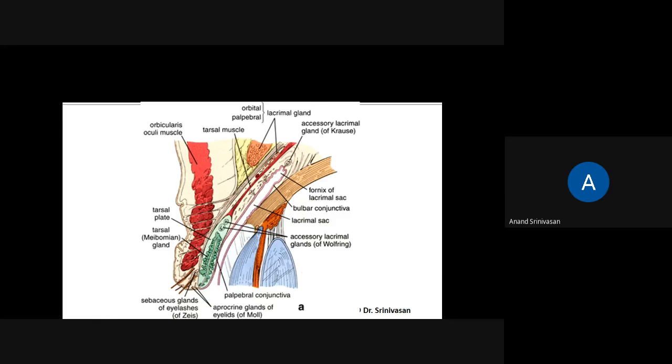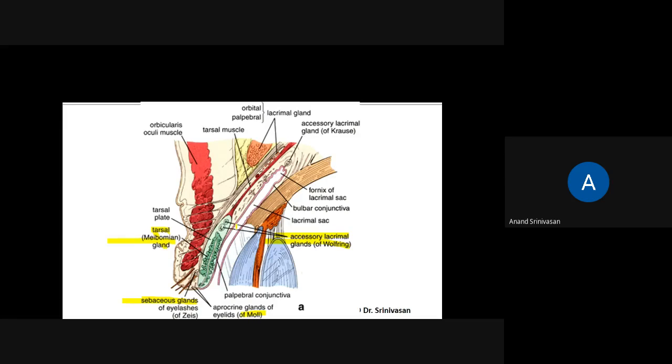So this is the anatomical section of the eyelid. You need not remember much, but remember that the eyelid has a large number of glands. You can see many glands. There are tarsal glands, lacrimal and accessory lacrimal glands, glands of Zeis, glands of Moll. There are lots of glands which keep the eyelid moist.